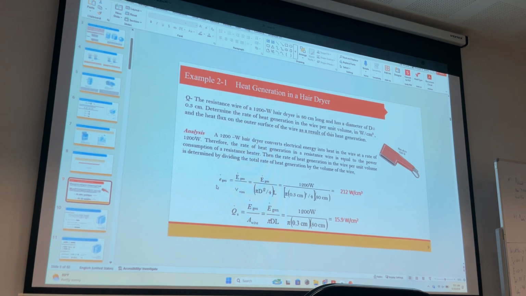Alright? And then just divide this total heat generated by the area. You will get the heat flux. Heat flux you remember, right? Heat transfer rate divided by the area is heat flux. Heat transfer rate can be by conduction, convection or radiation. They have given 1200 watt. Okay. So this is the total heat that it can generate. If you want to calculate per volume, you calculate the small e. Okay.